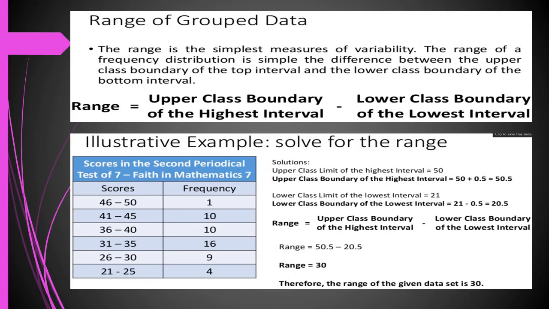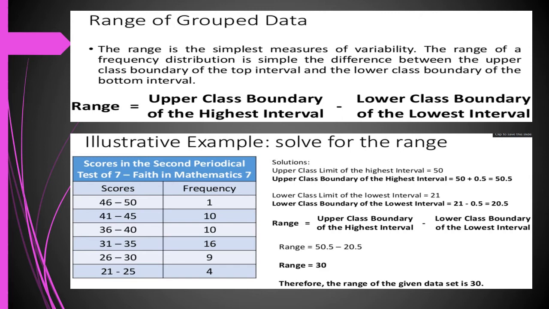Range of grouped data. The range is the simplest measure of variability. The range of a frequency distribution is simply the difference between the upper class boundary of the top interval and the lower class boundary of the bottom interval.